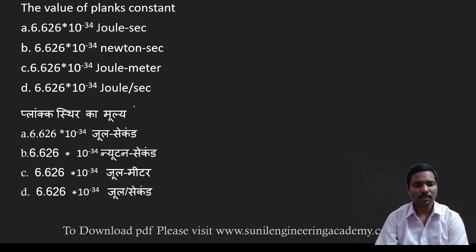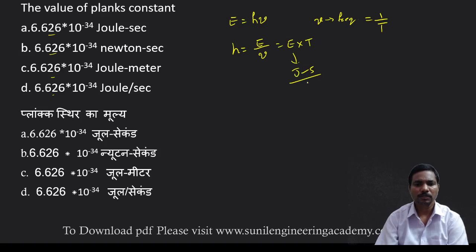The value of Planck's constant. If you observe, all the values are the same, so what is the difference? The units are different. So we need to get the units of Planck's constant. Nu is frequency, and frequency is equal to 1 by time. H is equal to E by nu, so nu is 1 by T means E into T. E is energy in joule, times seconds, so joule second. The answer is option A.